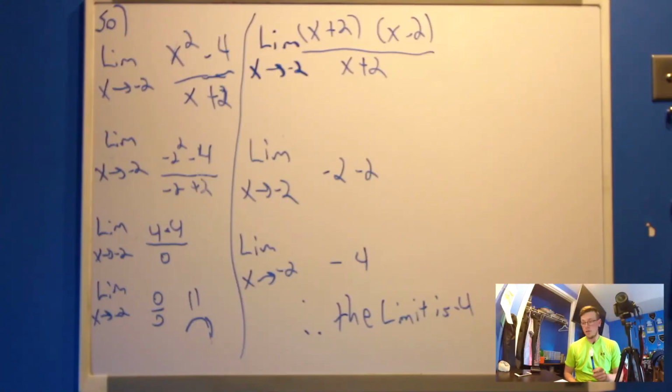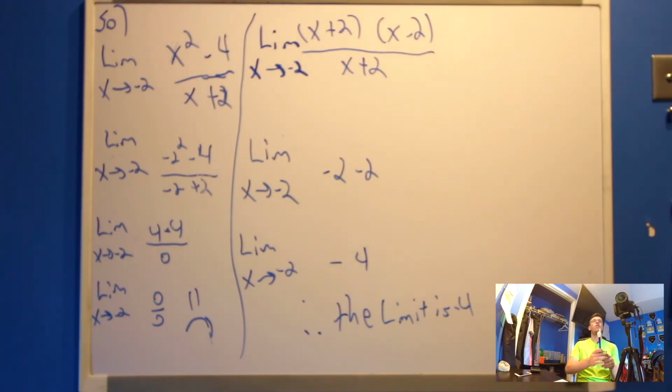Alright, so we're on to question 50, and on this exercise we are supposed to find the indicated limit if it exists. So this question is a little more tricky. The question asks, the limit as x approaches -2 of x squared subtract 4 over x plus 2.